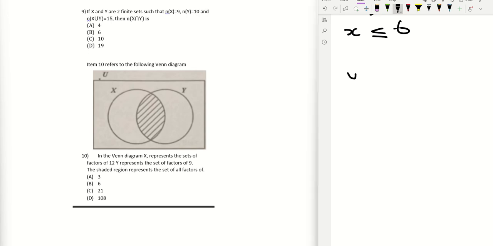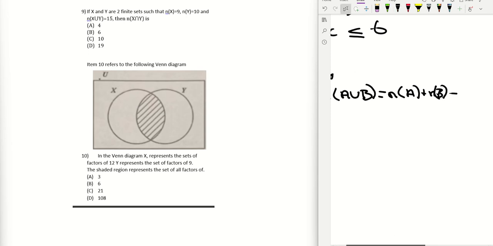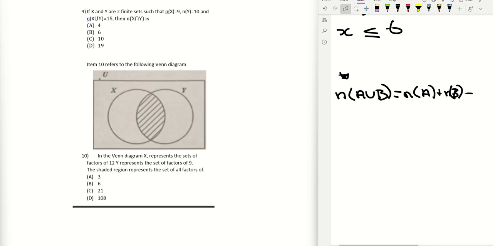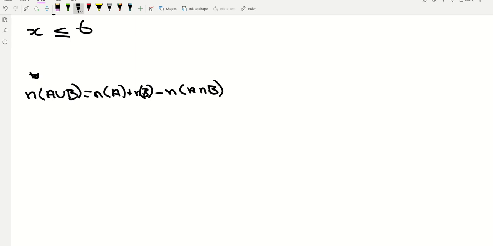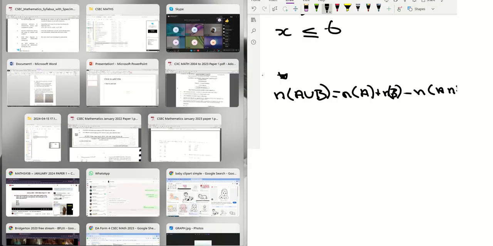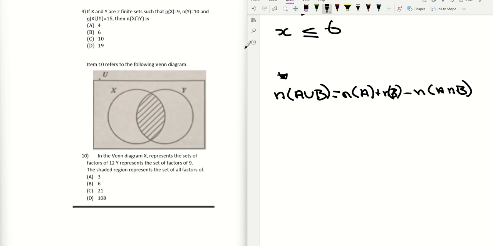Please remember this formula. The number of elements for A union B is equal to the number of elements in A plus the number of elements in B, minus the number of elements in A intersected B. So if you know this, once you know this formula, you should be good, right?